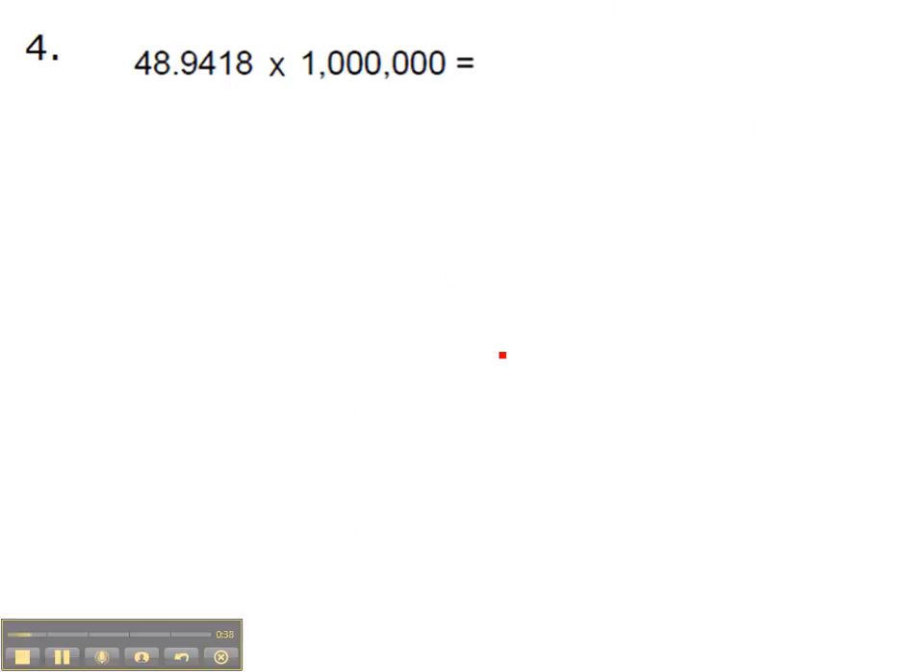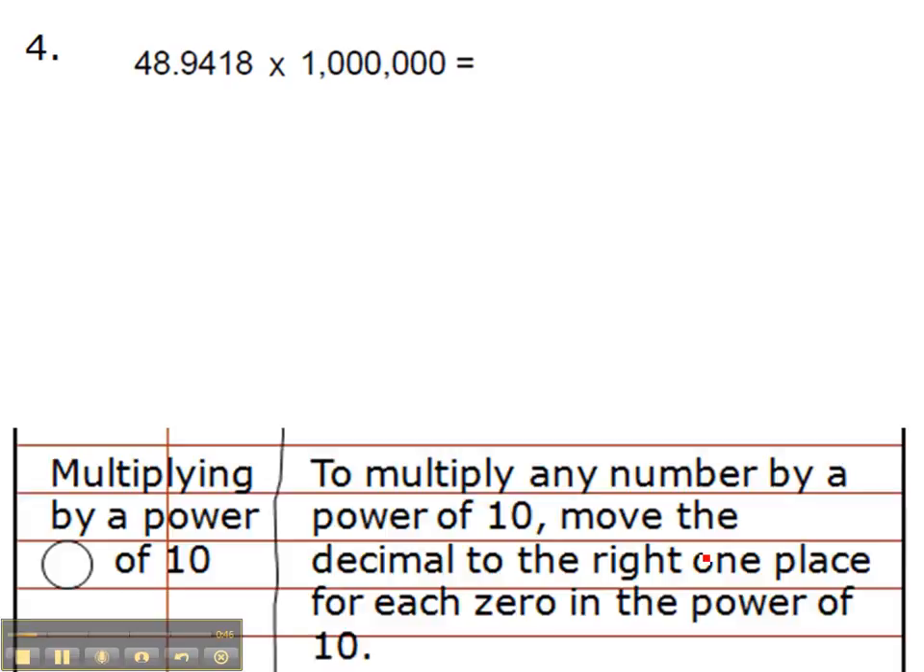Okay. First problem, 48.9418 times 1 million. We learned a trick today for multiplying by powers of 10, and here it is, straight from your notes. Multiplying by a power of 10. To multiply any number, whole number or decimal, by a power of 10, move the decimal to the right one place for each zero in the power of 10.